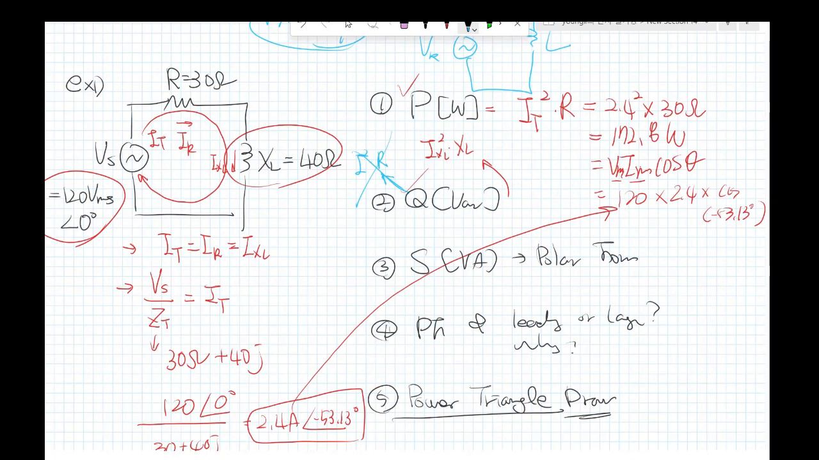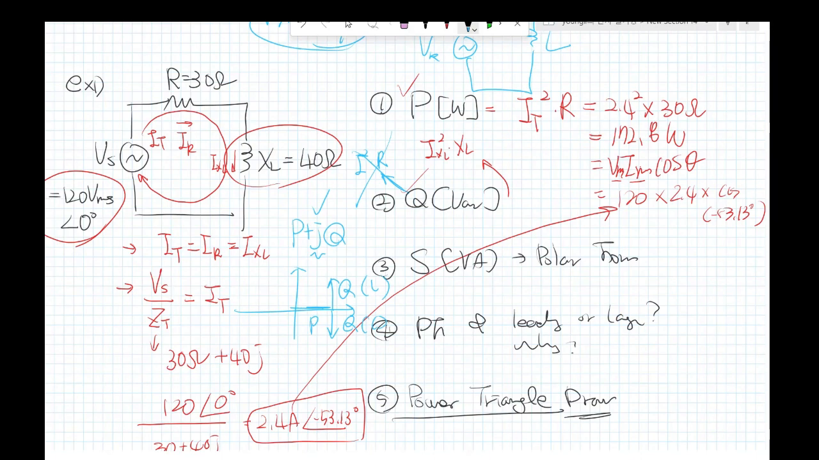Why? Because do you remember P plus jQ? The j is the complex number indicator. I'm going to write it for you. P plus jQ, where j is the complex number indicator. So it depends on whether it is an inductor or a capacitor. The Q value is sometimes upward, sometimes downward.